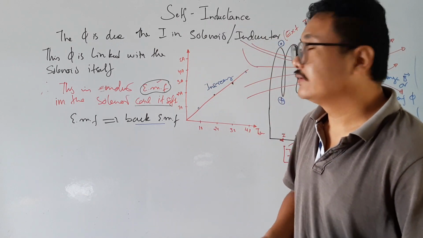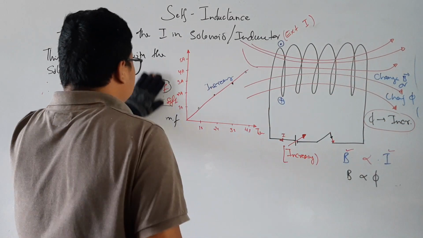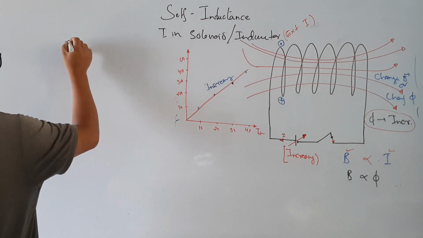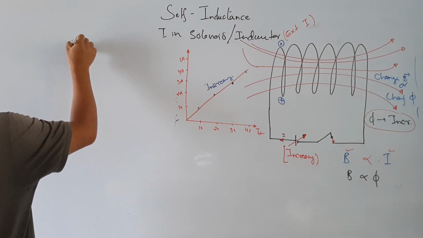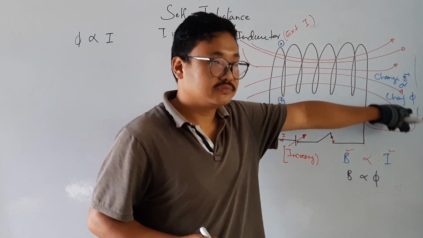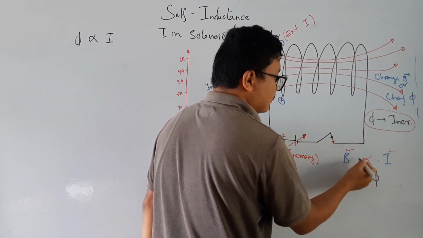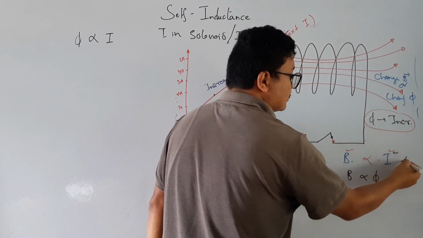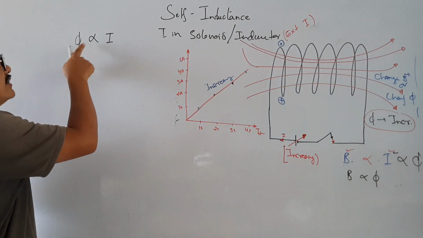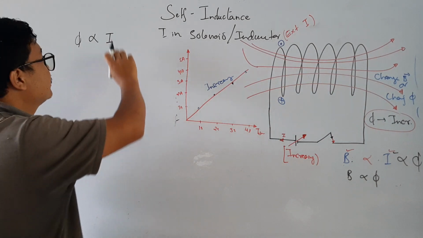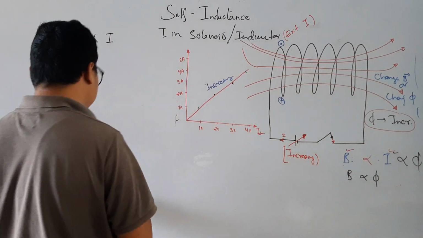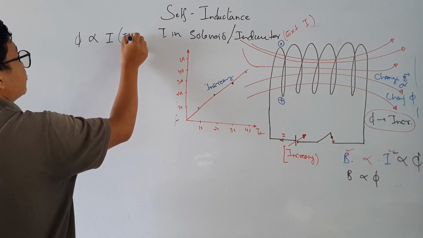Okay, so let us go to the theory part or some derivation of it. I hope you have understood this. So in theory, we know that this phi is directly proportional to current I. Why? If the phi is more, there is more current. If B is more, current is more. If current is more, then phi is more. So phi is proportional to I. If there is more and more flux, then this current is more. And please remember, this current is induced current.